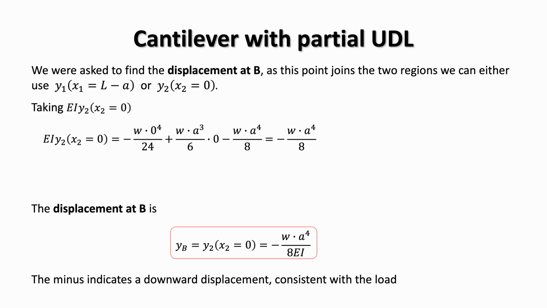Additionally, we were also asked to determine the deflection at point B. So once again, since B is the point between the two regions, we can evaluate either using region 1 at point B or region 2 at point B. Let's take region 2 and substitute x2 equals 0. In this case, you can see that the first two terms reduce to 0, and we're left with minus wa to the power of 4 over 8. Once again, dividing by EI, we can get the displacement at B, and the displacement at B, as we said, equals minus wa to the power of 4 over 8EI. The minus sign indicates a downward displacement, which is consistent with the load.